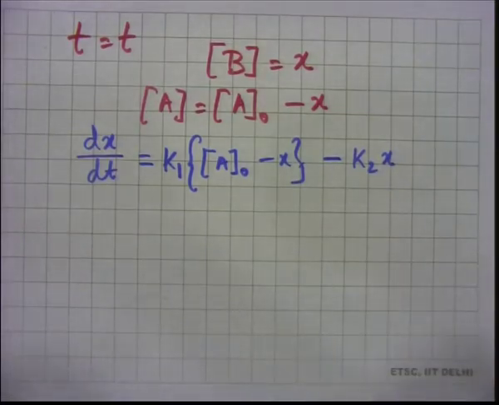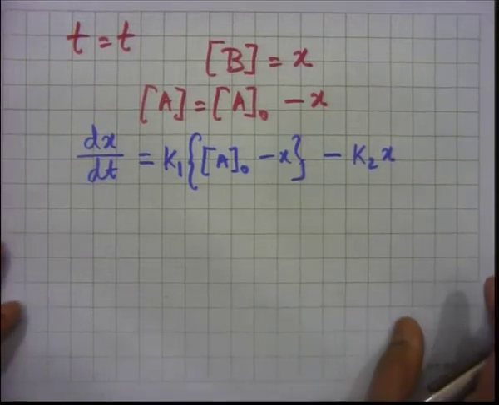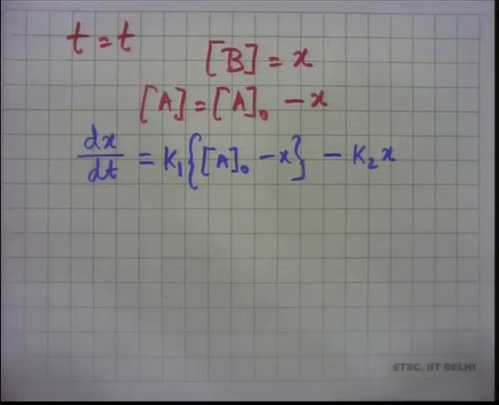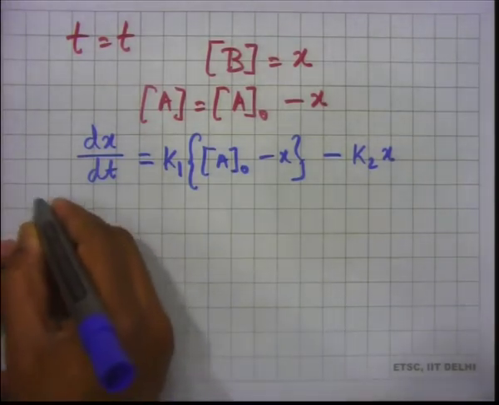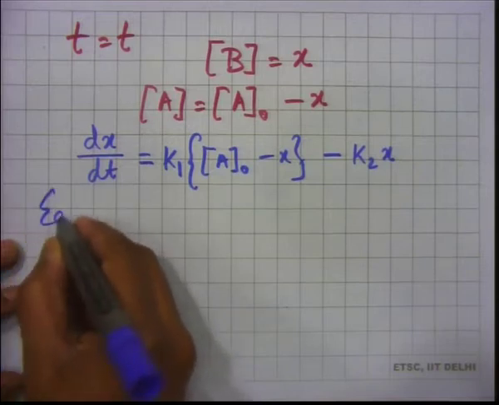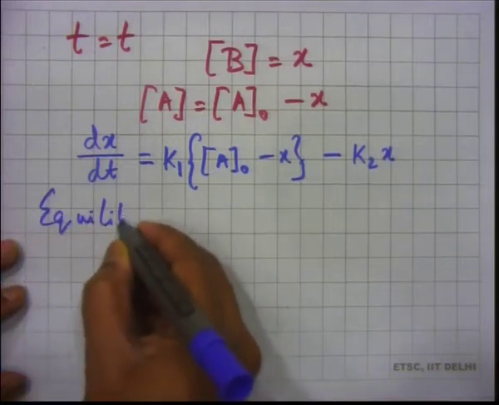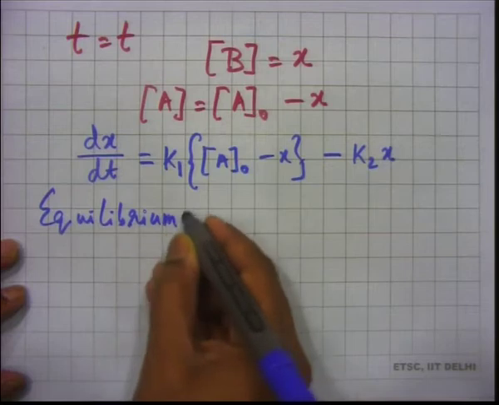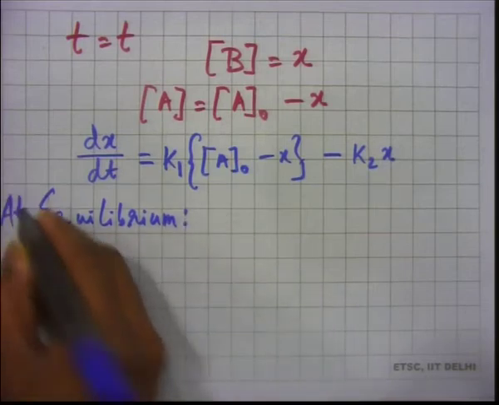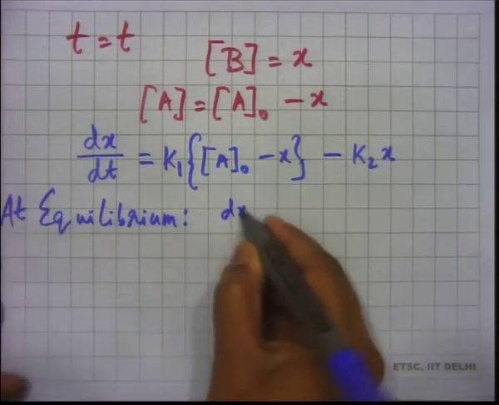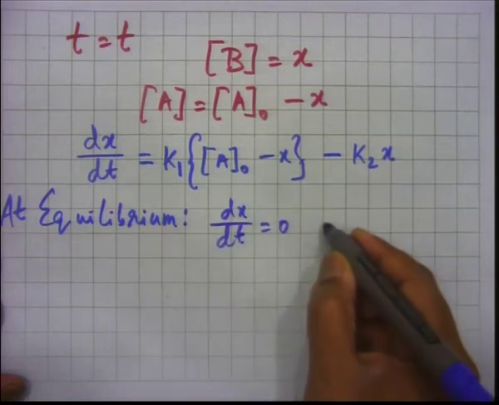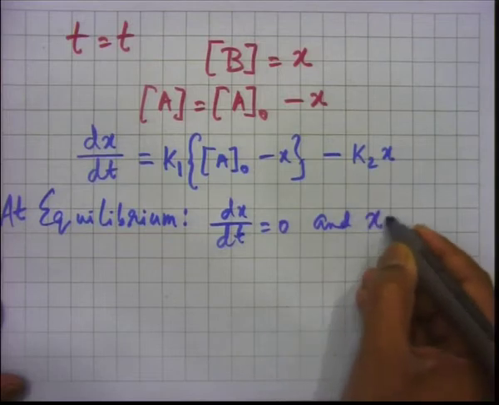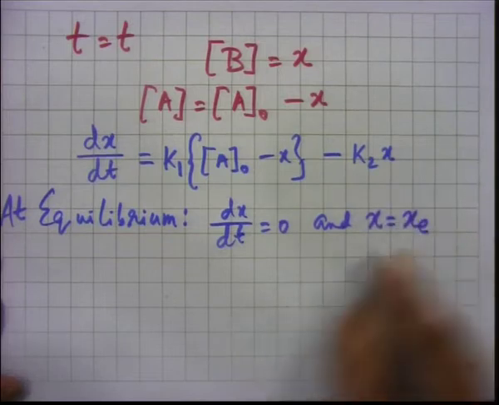So, this should be correct. And we will try to also write an expression for the situation when there is equilibrium. So, there will be equilibrium. So, at equilibrium dx dt should be equal to 0 and x will reach a certain value which we call x e.